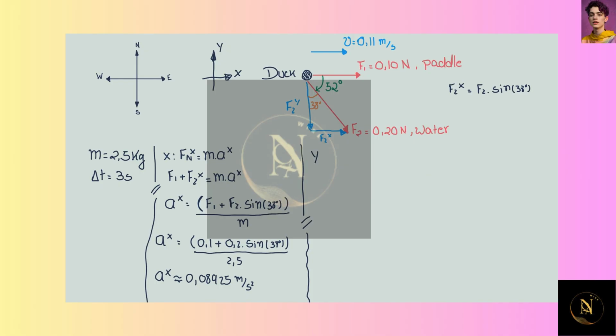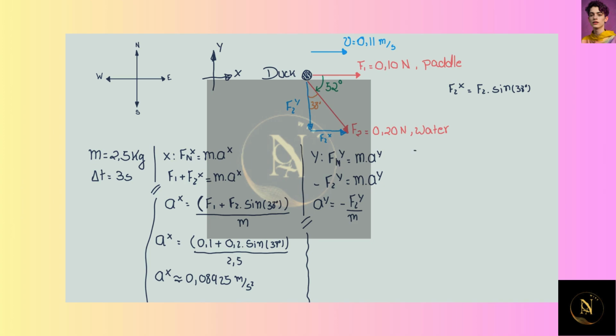Okay, so for the y component, Newton's second law tells us that the net force is given by the mass times the y acceleration. In the y direction, there is only one force acting, which is the y component of the force F2. Then we have minus F2 component y, minus because F2 component y points to the negative y direction, is equal to the mass of the duck times its y acceleration. Then the duck's y acceleration is minus F2 component y divided by the mass. Now looking at this triangle again, we can use the cosine of 38 to get a relation between F2 component y and F2.